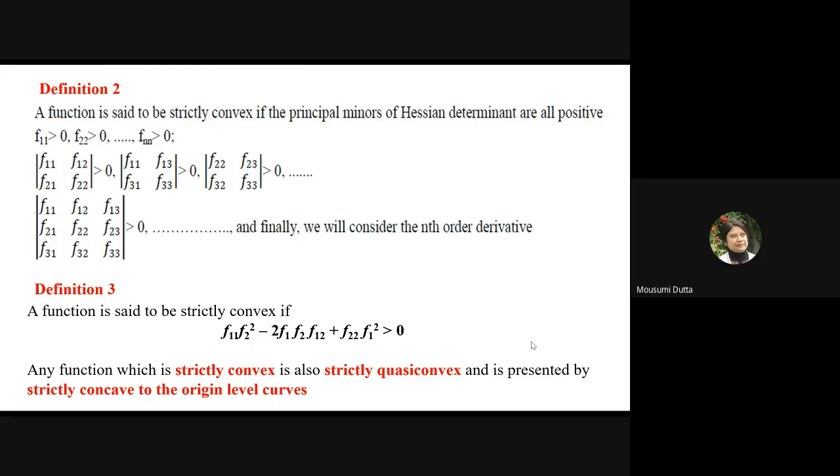Now, any function which is strictly convex is also strictly quasi-convex, and is presented by strictly concave to the origin level curves. Just the reverse. In case of strictly concave and strictly quasi-concave functions, we present the function using strictly convex to the origin level curves. Here, just the reverse. If the function is strictly convex or strictly quasi-convex, it will be presented by strictly concave to the origin level curves.